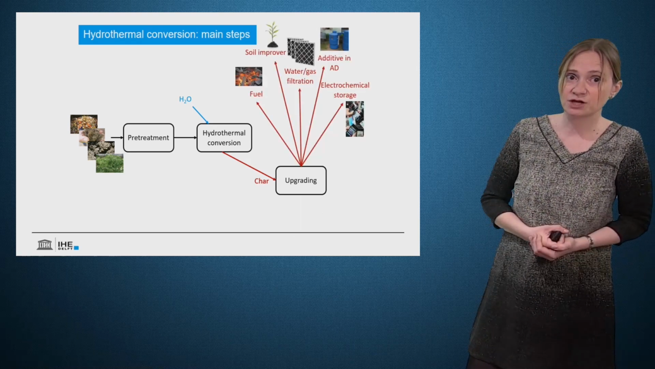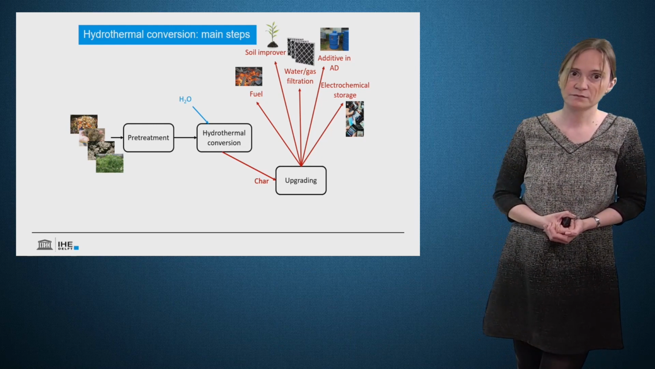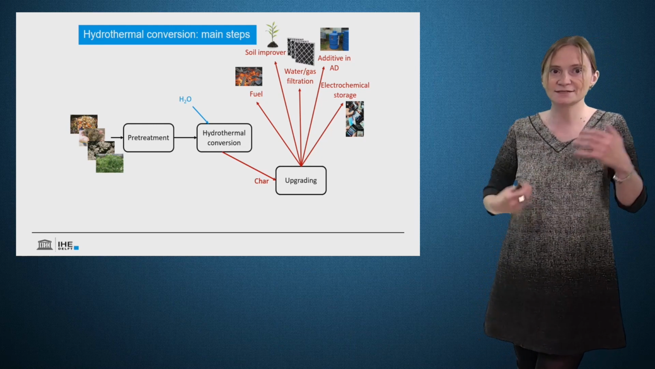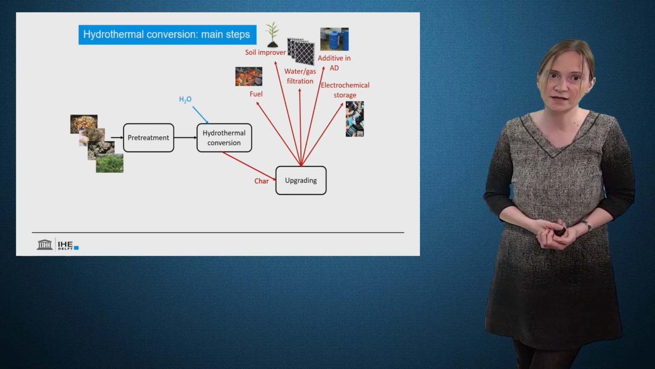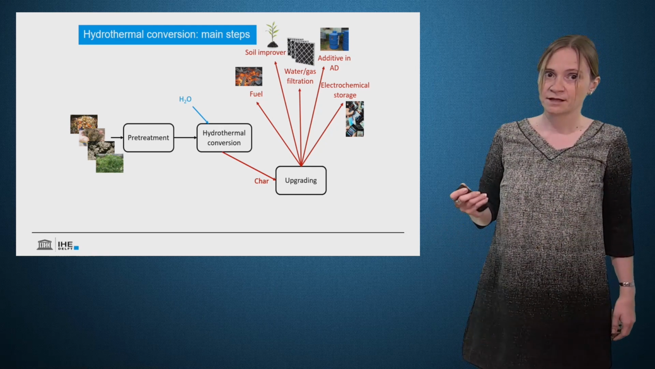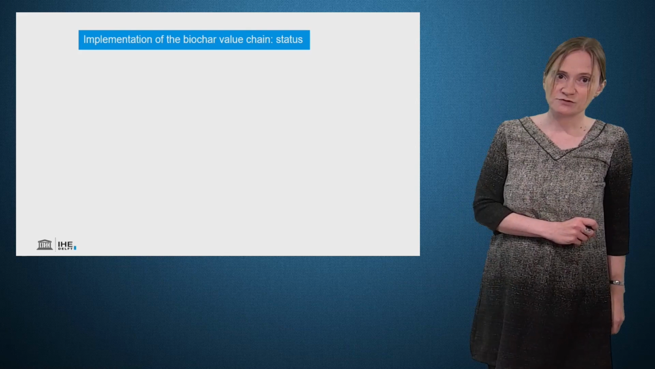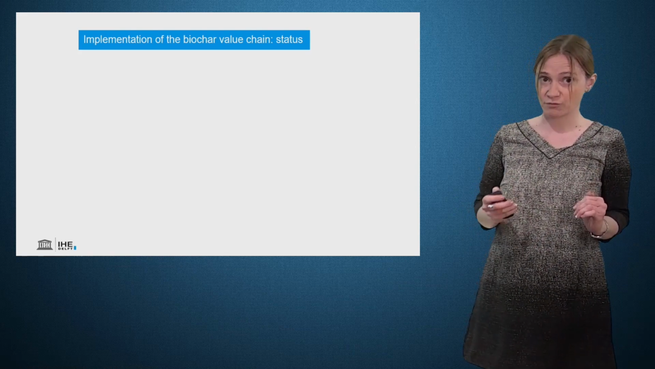After upgrading, the char can be used in the same ways as the char from pyrolysis. So I'm not going to list all of the applications again. Better to use the end of this video to discuss the implementation of this biochar value chain. What is the status of this value chain? In other words, at which stage of development are we?